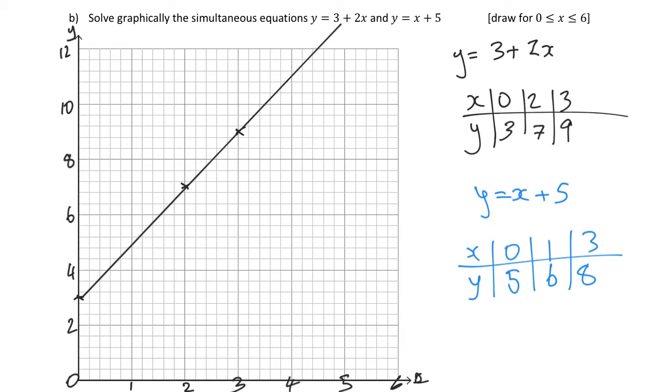So there's the line being drawn for us, and then we do the same for the blue graph, y equals x plus 5. So it's 0, 5, 1, 6, and 3, 8.